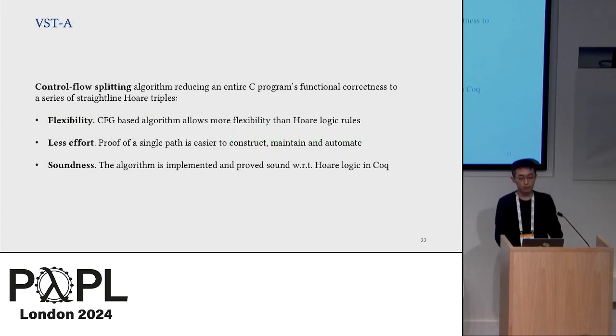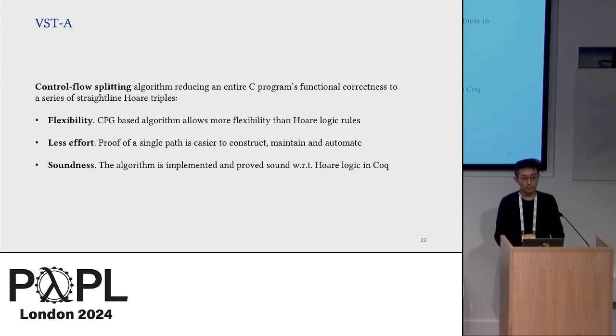In summary, we propose a control flow splitting algorithm to generate subgoals from an annotated program. Our approach has three main benefits. The first one is flexibility. Our algorithm is based on the control flow graph rather than the syntax-theoretic Hoare logic rules. This allows more flexibility than applying Hoare logic directly.